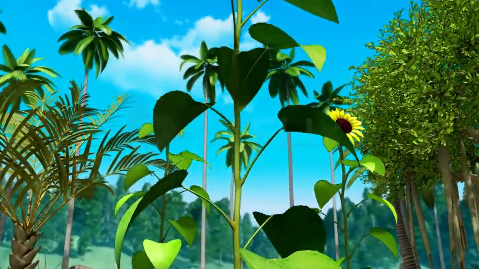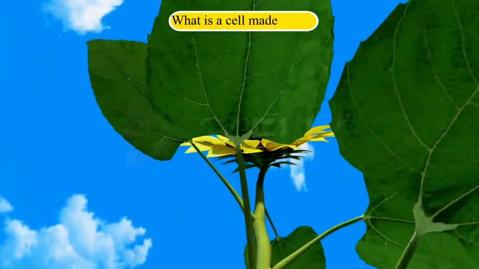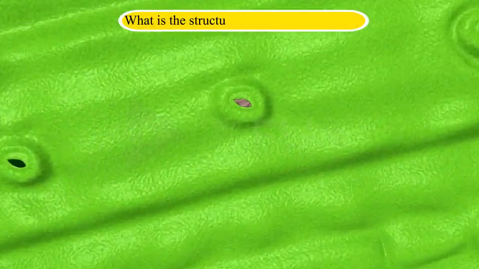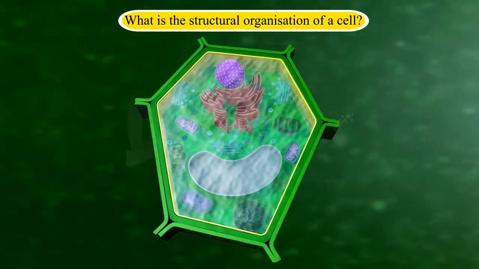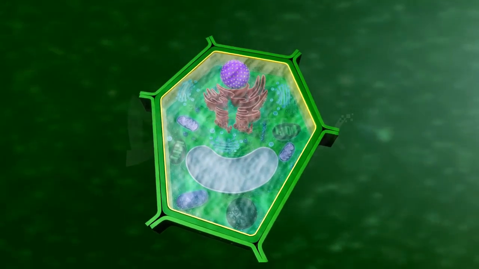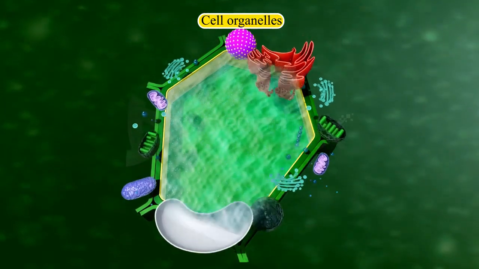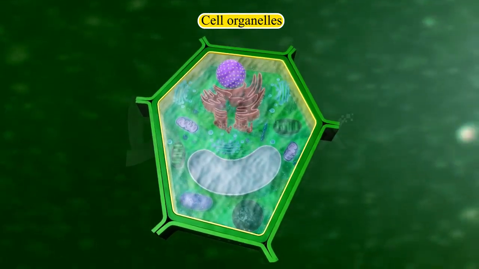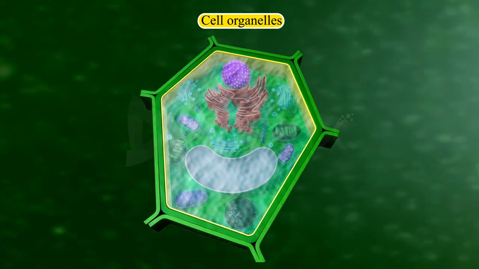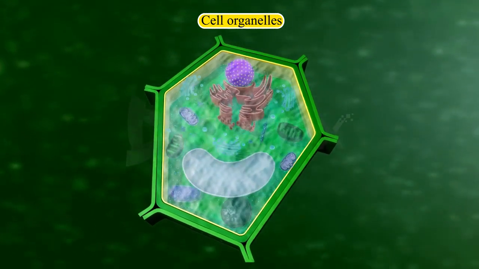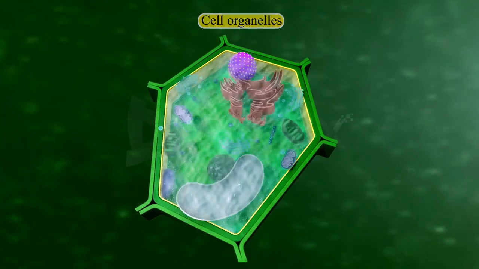Objective: to study what a cell is made up of, and what the structural organization of a cell is. A cell is made up of components called cell organelles. Cells are capable of living and performing their respective functions due to the presence of these cell organelles.